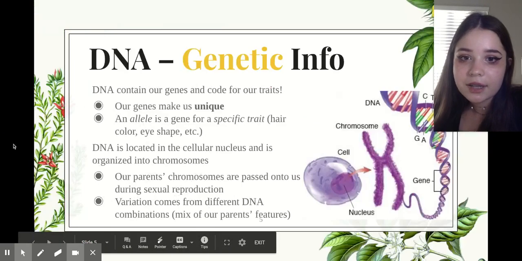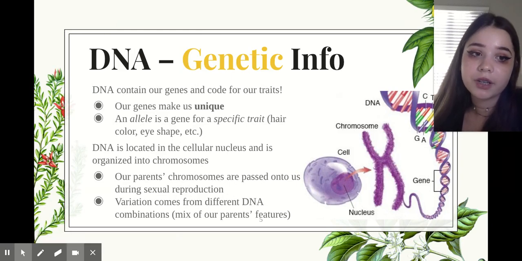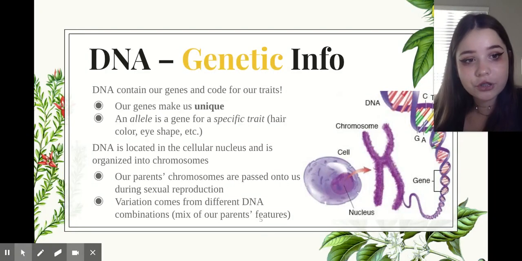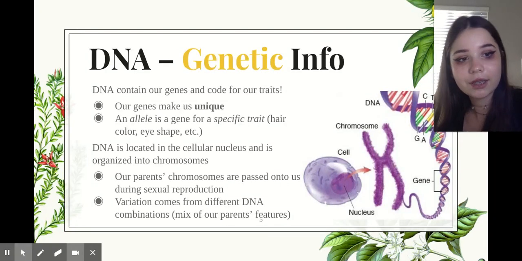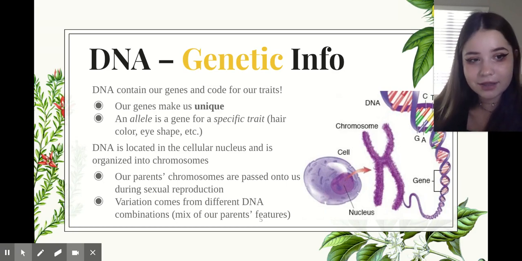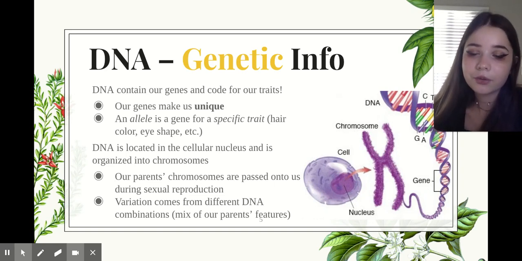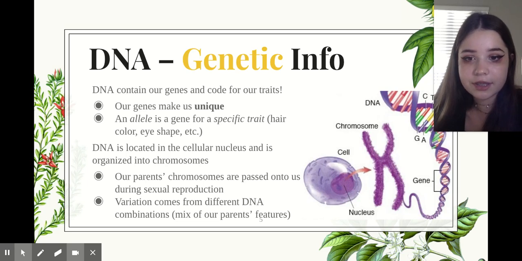And this gets us to DNA. So recall that DNA contains all of our genes and codes for our traits. And so our genes are what make us unique. I have brown hair, maybe you might have darker hair or lighter hair. We might look different, and that's because of our genes. So yeah, we all look really different from each other, right? And this is because there are differences in our DNA.